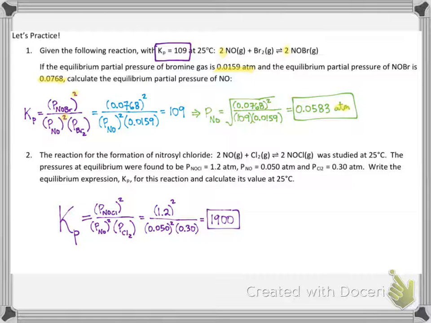The second problem was just plugging into the expression to solve for Kp. That's it. So there you have it. Thank you for playing with the glories of chemistry.